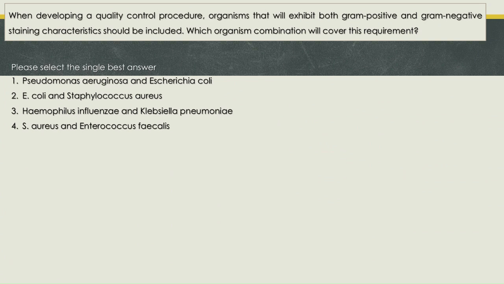When developing a quality control procedure, organisms that will exhibit both gram-positive and gram-negative staining characteristics should be included. Which organism combination will cover this requirement? Please select the single best answer.